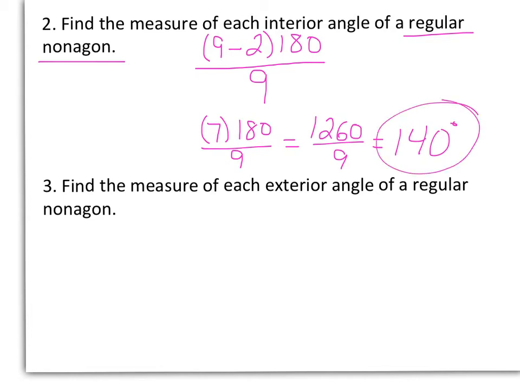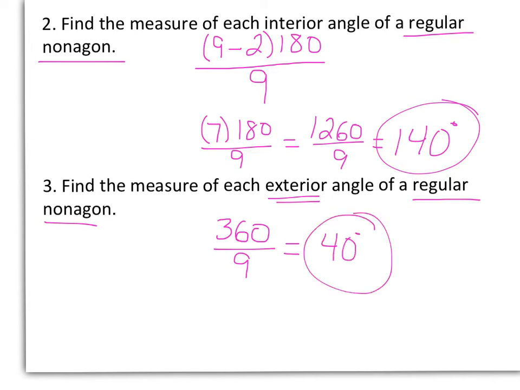In 3, we want to find the measure of each exterior angle of a regular nonagon. So again, same type of figure, but this time we're looking for the exterior angle. And for any convex polygon, the exterior angles add up to 360 degrees. So I'm just going to take 360 divided by 9, and I get 40 degrees. So each exterior angle is 40.